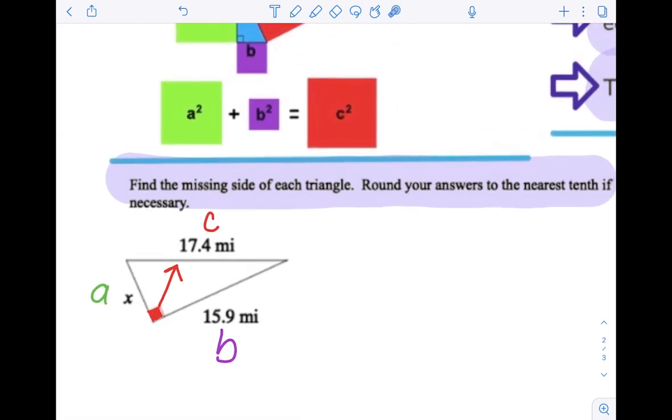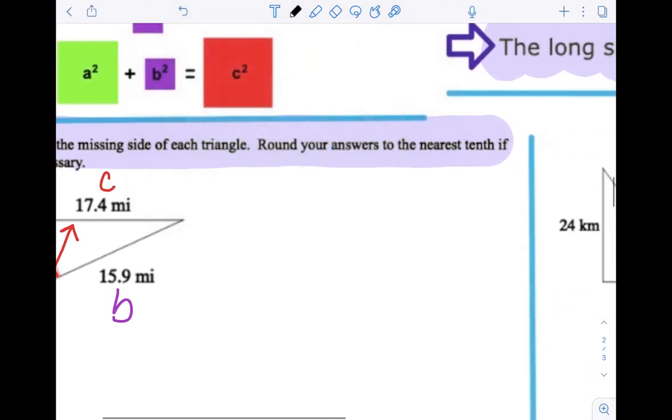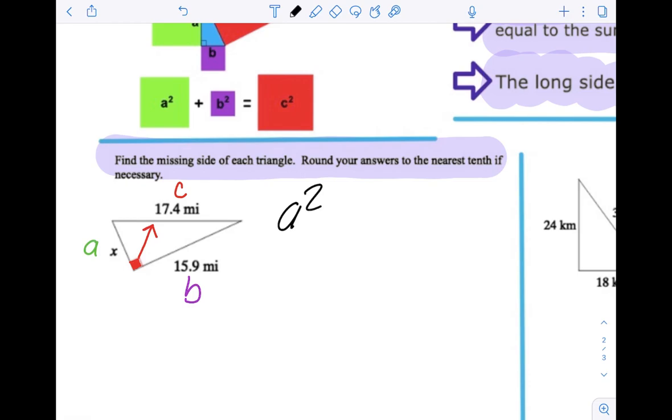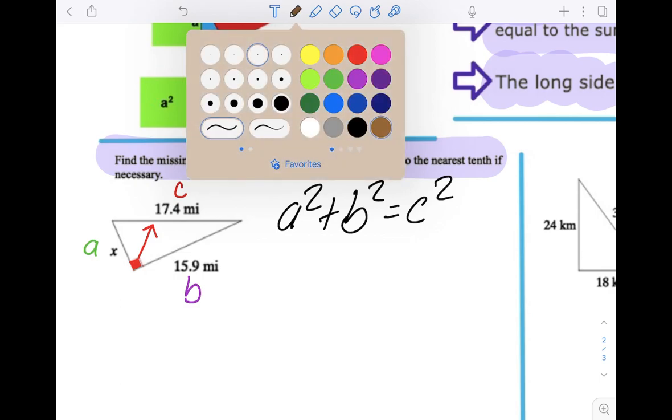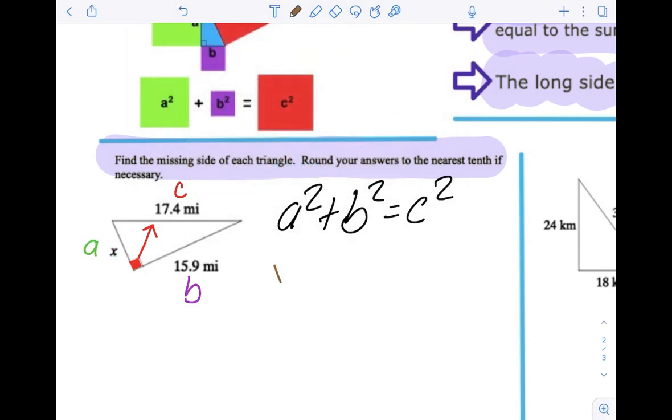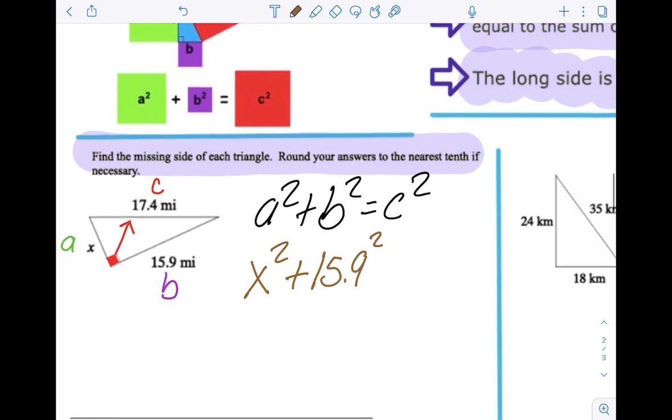So I am going to go with this formula: a squared plus b squared equals c squared. Now all we have to do is substitute. What is a? a is x, right? So I'm going to say x squared plus, what is b? b is 15.9, 15.9 squared, right? And equals, what is c? c is 17.4 squared, just like that.